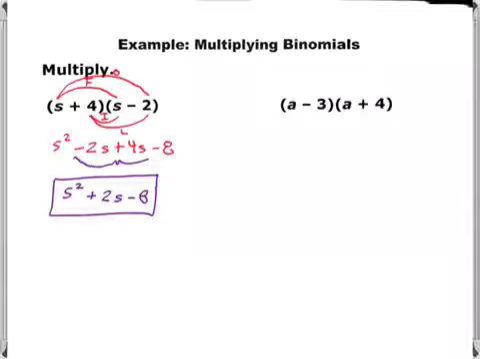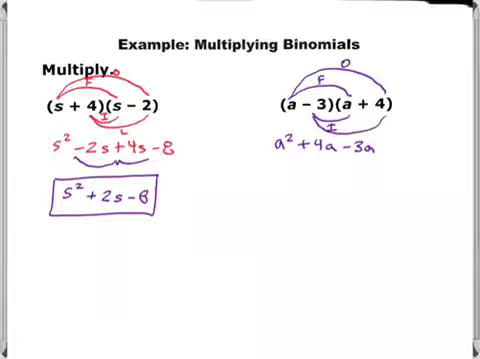We're going to do the same thing in example 2. We're going to FOIL. So we're going to take a times a, which is our first. So we've got a squared. We've got our outside. A times 4 gives us 4a. Negative 3 times a, which is inside, gives us negative 3a. And then last is negative 3 times 4, which is negative 12.